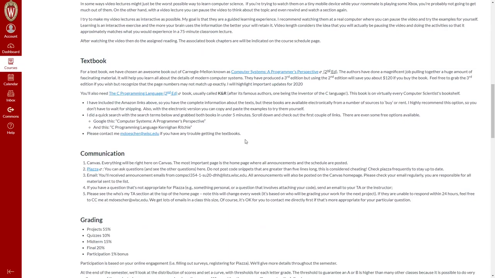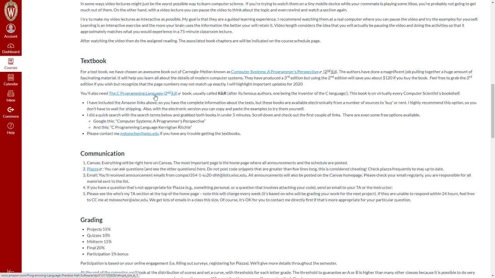We're going to be using two textbooks, Computer Systems: A Programmer's Perspective. This is more about the systems side of things. And then we'll also have The C Programming Language. I'm using the second edition for both of these. This book is usually abbreviated K&R. Its authors are very famous. Dennis Ritchie was actually the inventor of the C language.